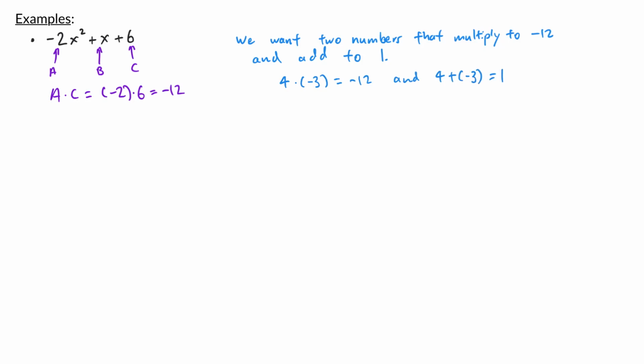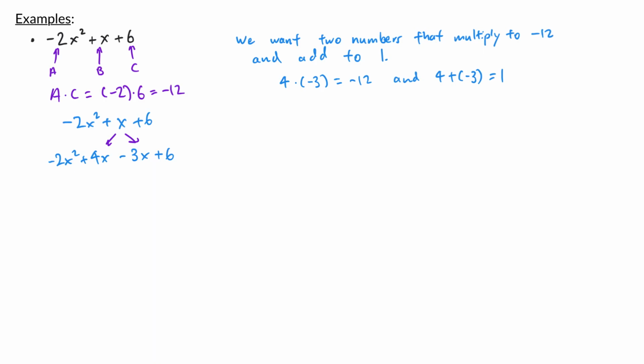So the two numbers that we're interested in are 4 and negative 3. In step 2, we want to take our polynomial negative 2x squared plus x plus 6 and replace the b with alpha and beta, with our two numbers. So we're going to replace this x here with 4x minus 3x. So overall, our polynomial looks like negative 2x squared plus 4x minus 3x plus 6.